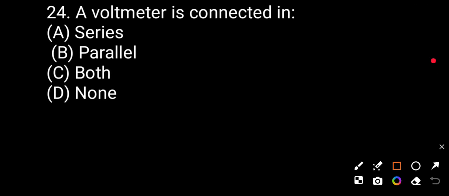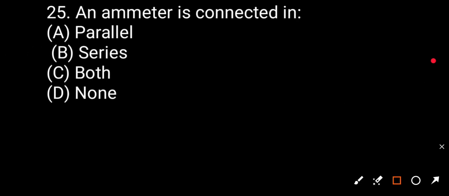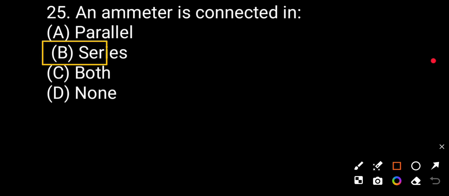Question number 24. A voltmeter is connected in series, parallel, both, none of these. Correct answer will be B, parallel. Question number 25. An ammeter is connected in parallel, series, both, none of these. Correct answer will be series.